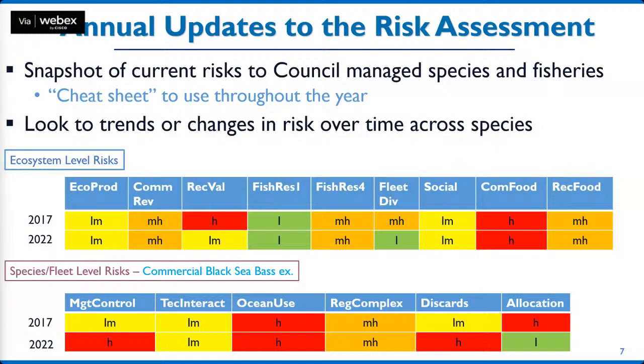But you can see from the initial risk assessment in 2017 to the last update in 2022, when you look at the ecosystem level risks, some things did change. Most things across the ecosystem level actually decreased in risk, such as recreational value and fleet diversity. So some positives there. But you can then look at the species and fleet levels. Again, this is looking at the commercial black sea bass line. And here some risks from 2017 to 2022 increased for a couple of the risk elements and declined for some other elements.